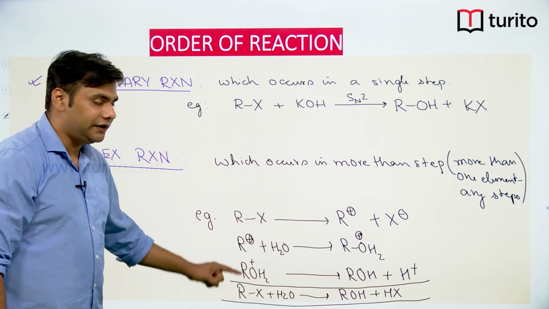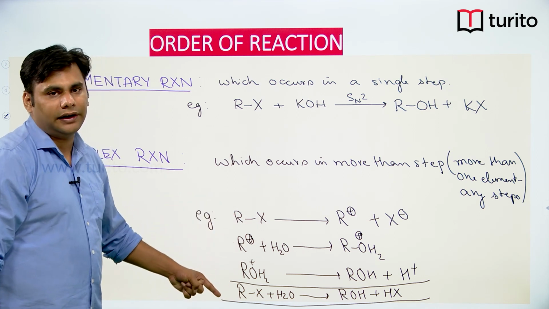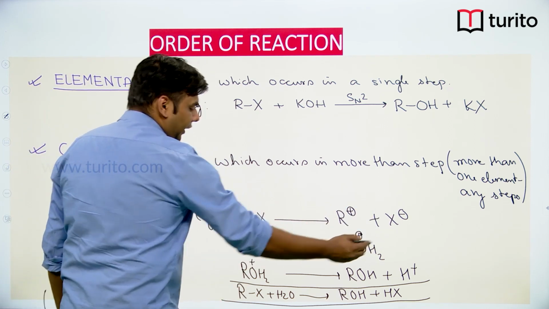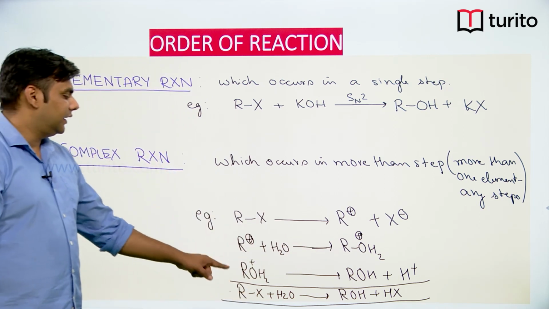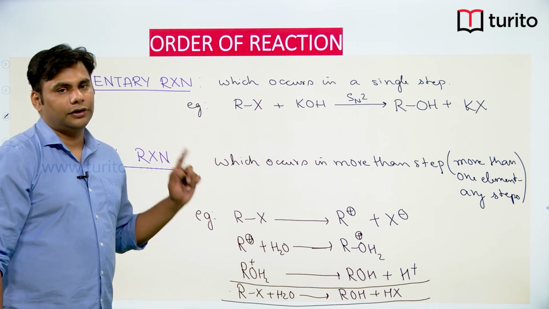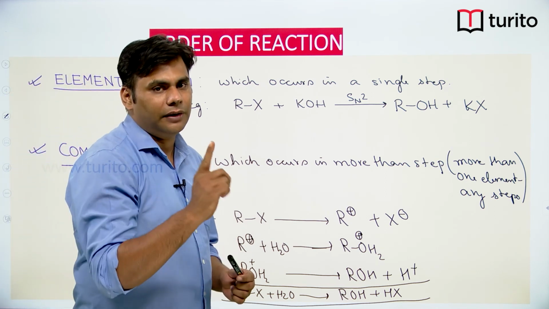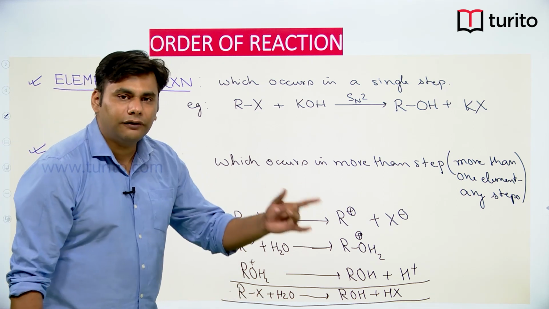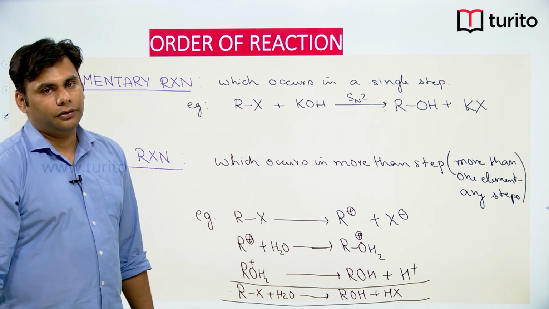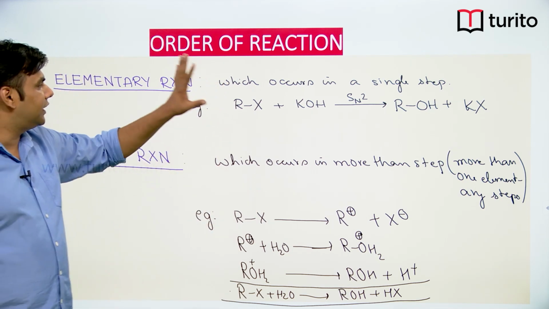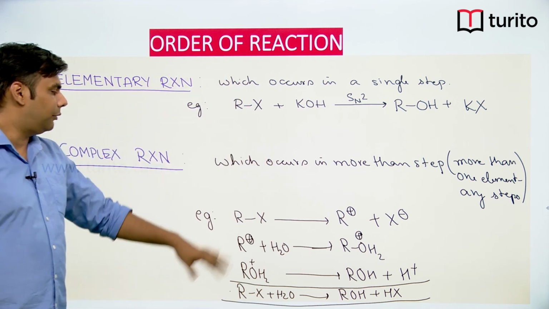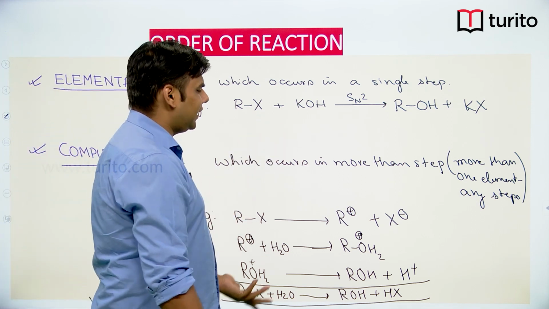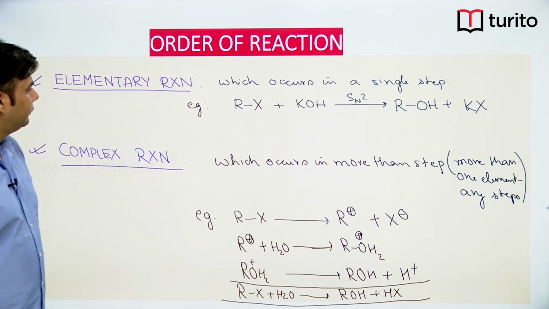These are the three steps. Each step is an elementary reaction because each occurs in a single step. So this complex reaction contains three elementary reactions. All those reactions which occur in just one step are called elementary reactions, and complex reactions are those which have more than one elementary step. The common example of the first is SN2, and of the second is the SN1 reaction. If you have not encountered these terms, no need to worry, because these are independent topics. Just write it down.